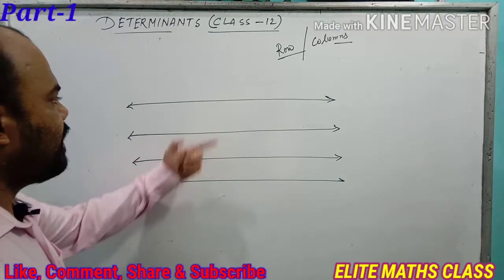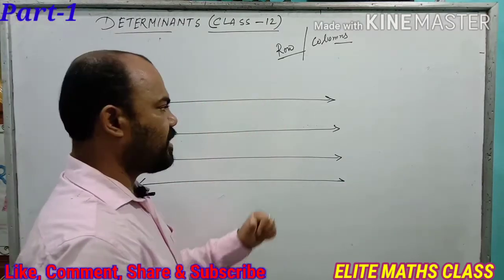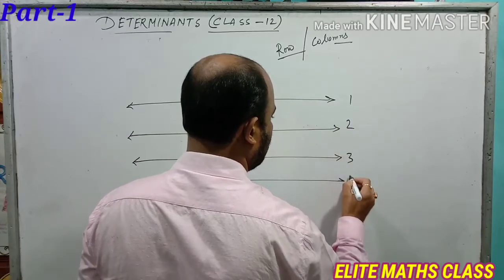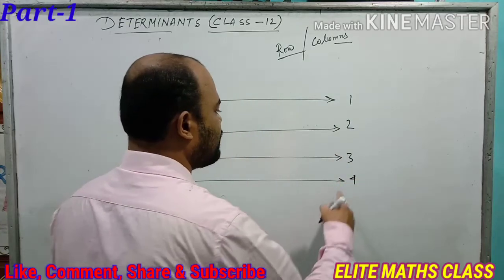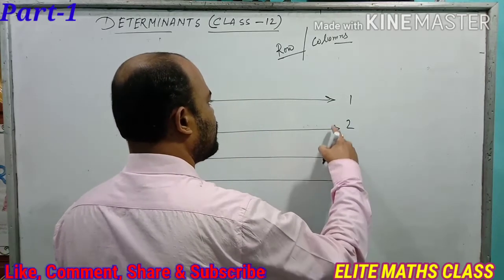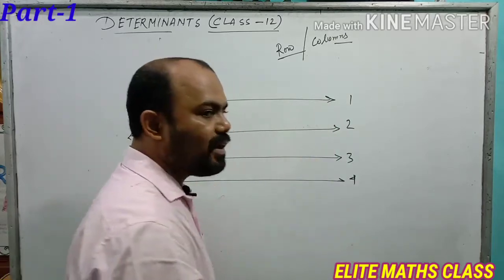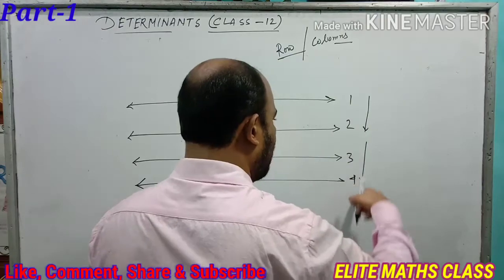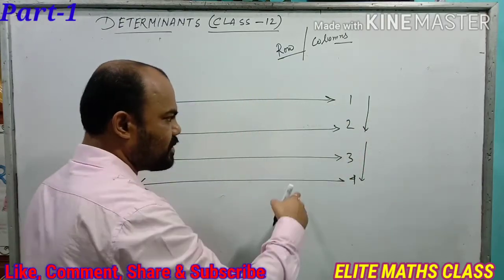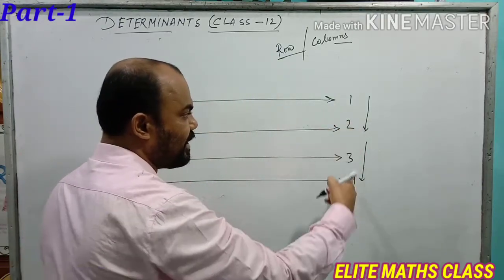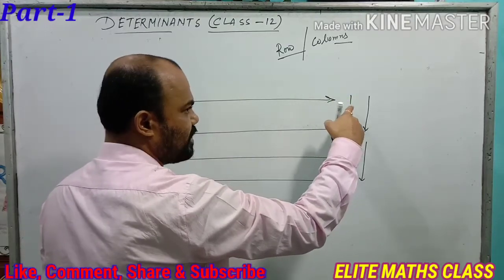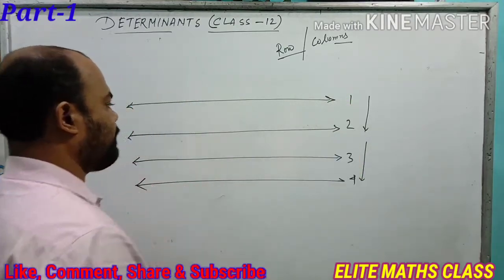So how many parallel lines are there? There are 4 parallel lines. I am numbering the lines as 1, 2, 3, 4. But for determinant or matrix concept, we have to give the numbers downwards while the lines are horizontal. Then we will be numbering the lines downwards, that is, the top one will be the first one, then second, third, fourth, and so on.